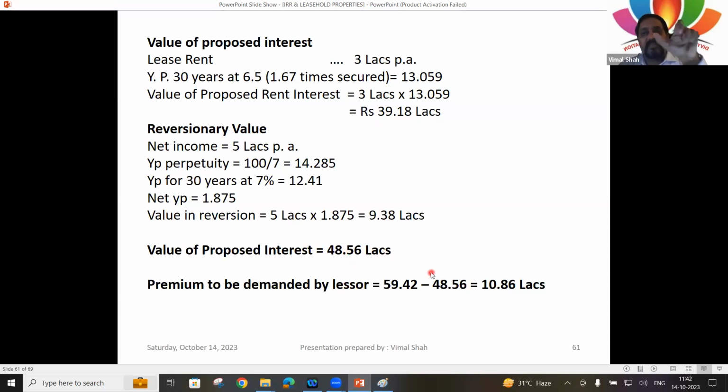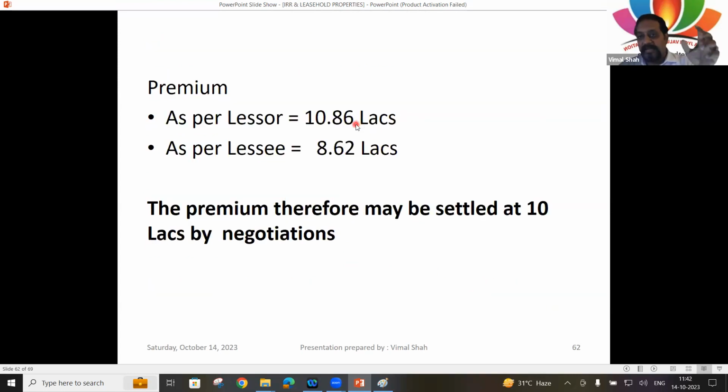So as per him, the premium to be charged would be 10.86. So for lessor, it would be 10.86. For lessee, it would be 8.62. So again, you can negotiate somewhere and get the premium settled. So you can maybe settle the premium at 9 lakh rupees or 10 lakh rupees. This is how you can settle the premium in between the lease.